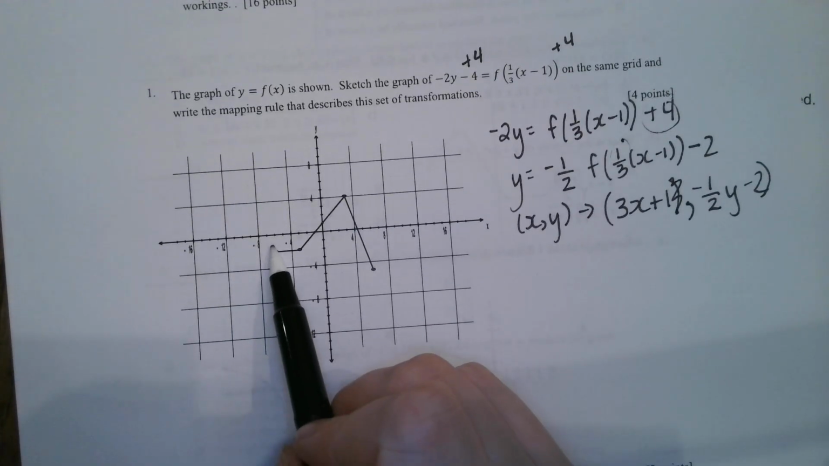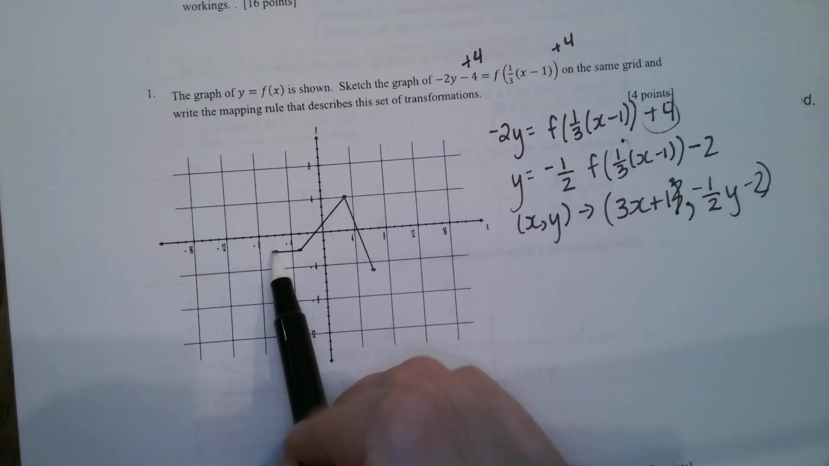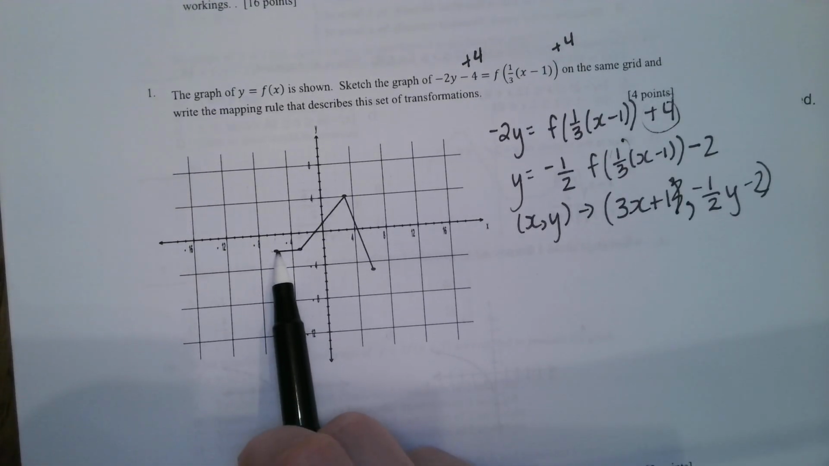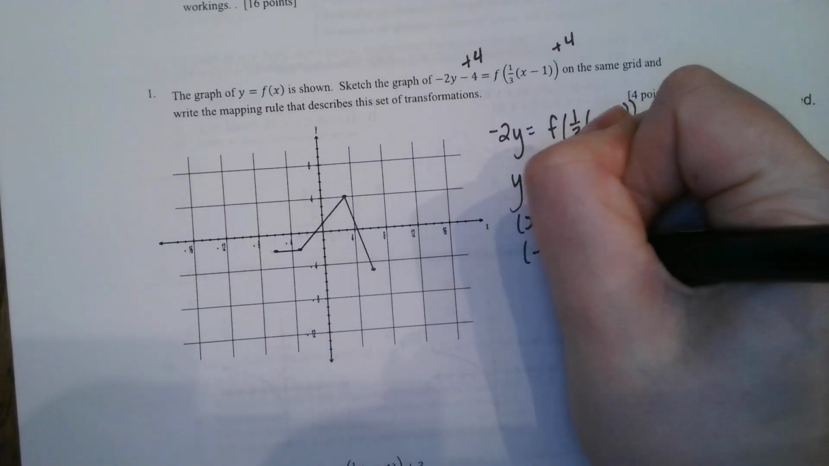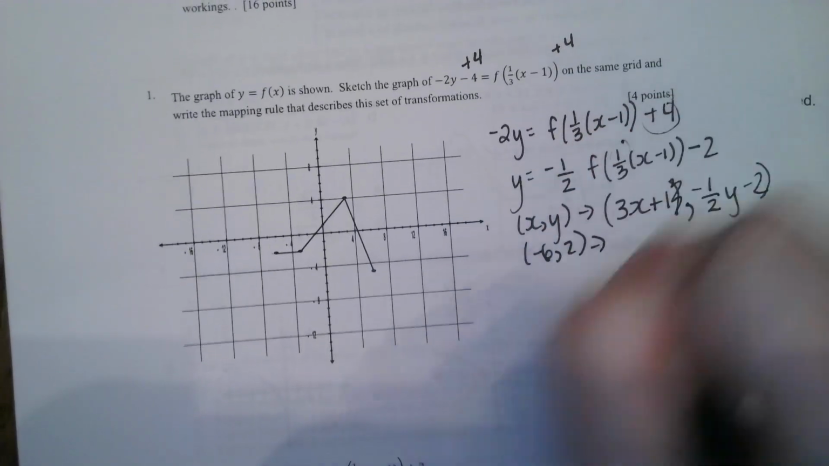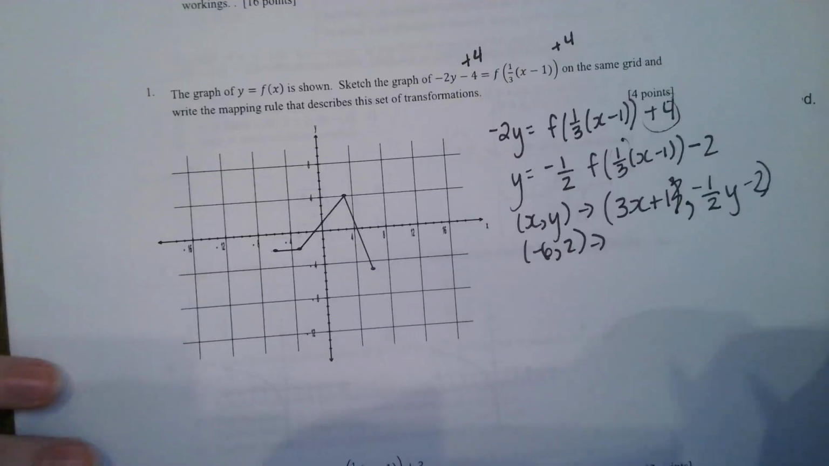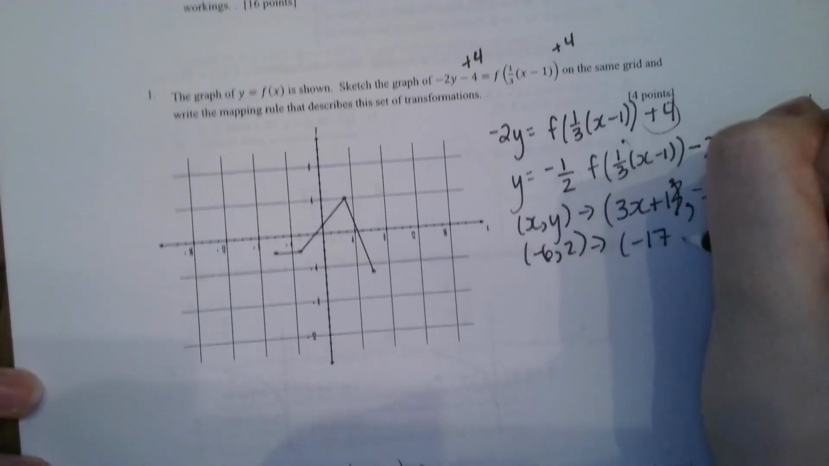From here, I'm plugging in my points. Your graph will be really clear, I promise, on your midterm, so you won't have to squint or look too hard. This point looks like it's negative 6, 2 to me. Negative 6, 2, when I plug that guy in, I get negative 17, negative 1.